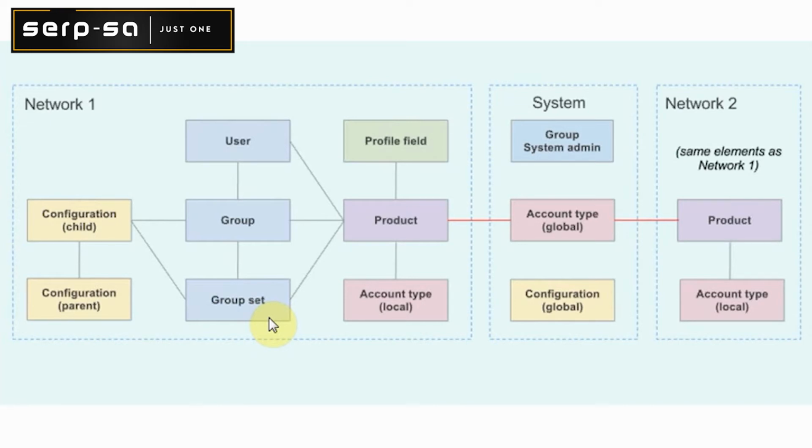So for example, we can have a group called gold members, a group called silver members, and a group called bronze members. Group sets can be, for example, Dutch members and English members. So you have one group set, Dutch members, containing Dutch gold members, Dutch silver members, and Dutch bronze members. And in these groups you have the users.